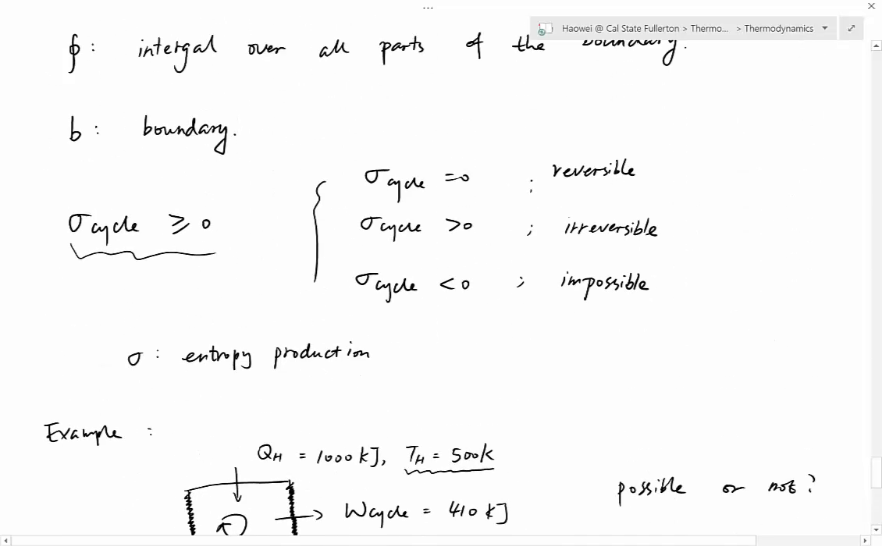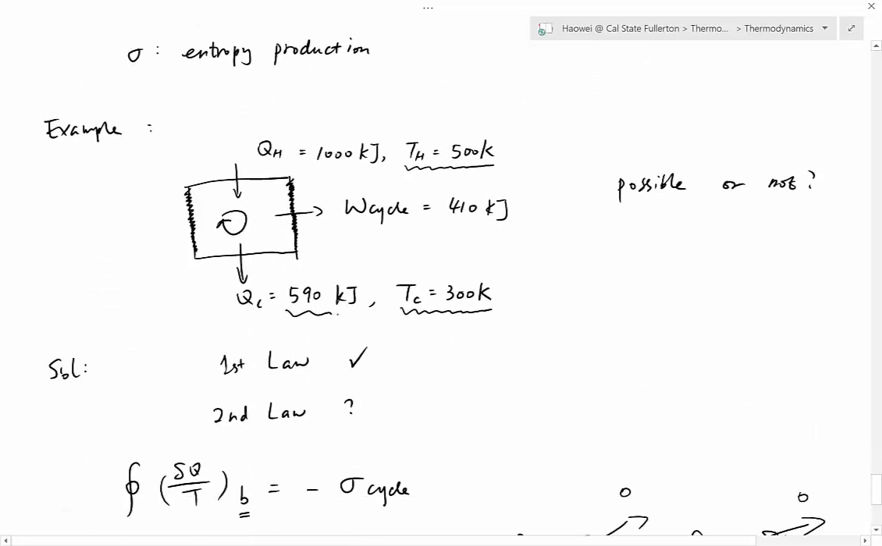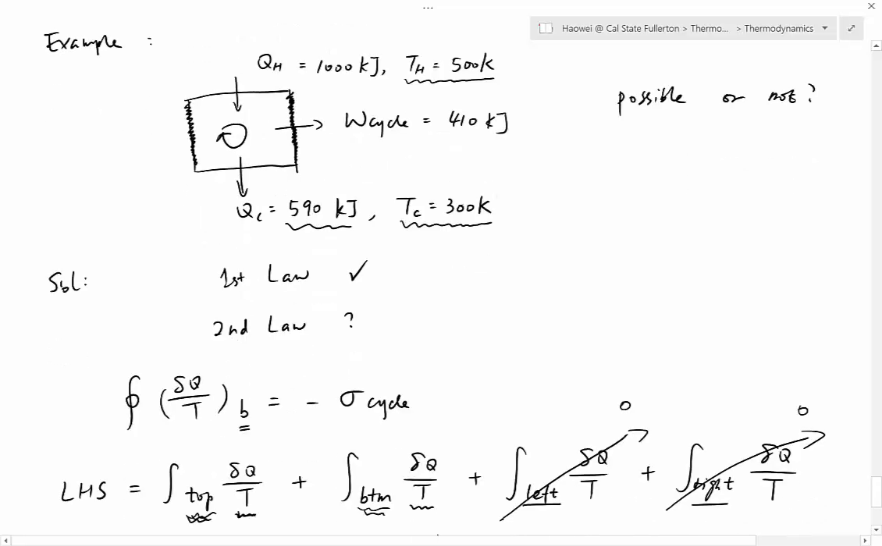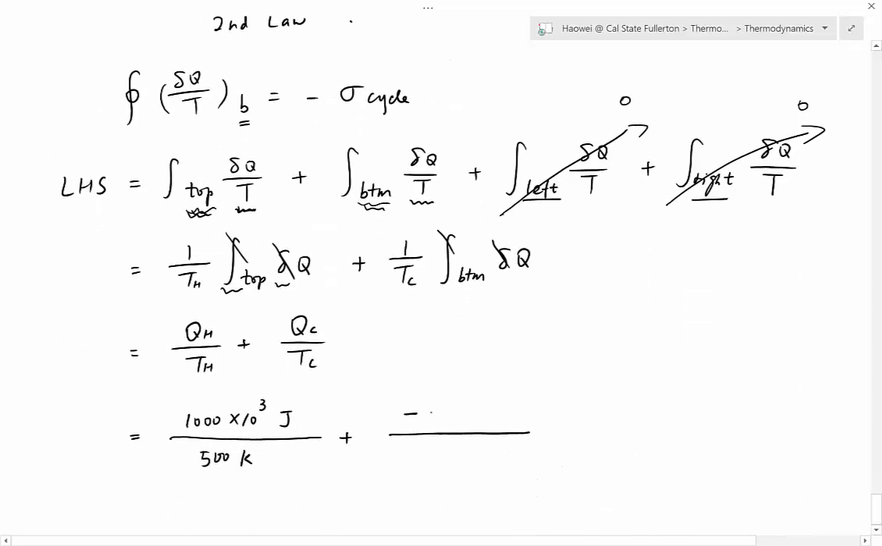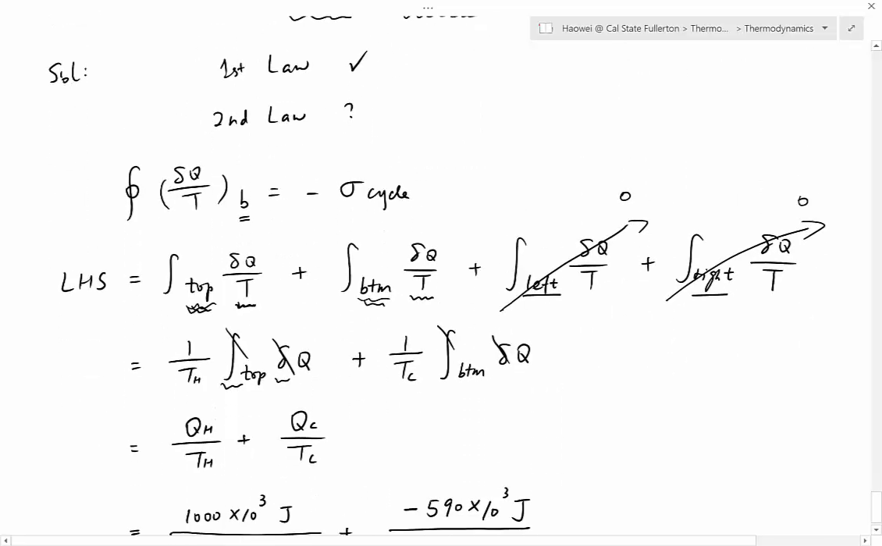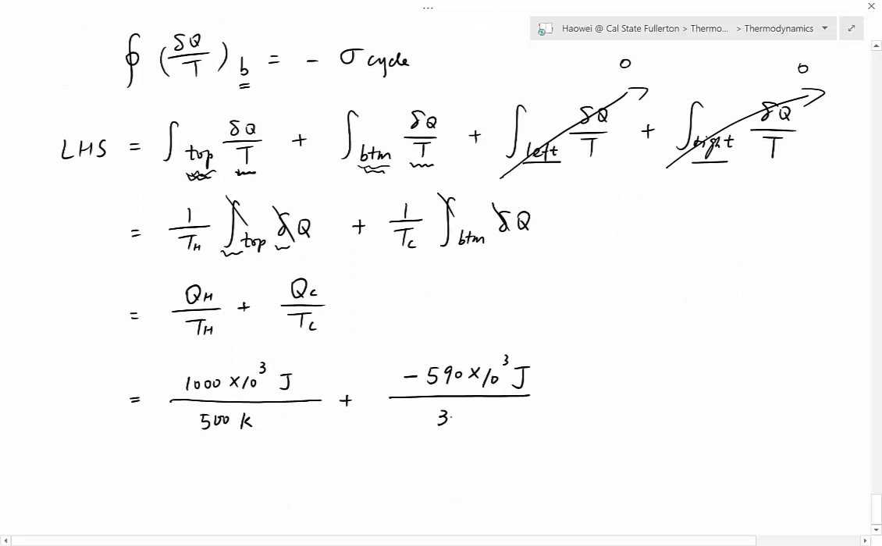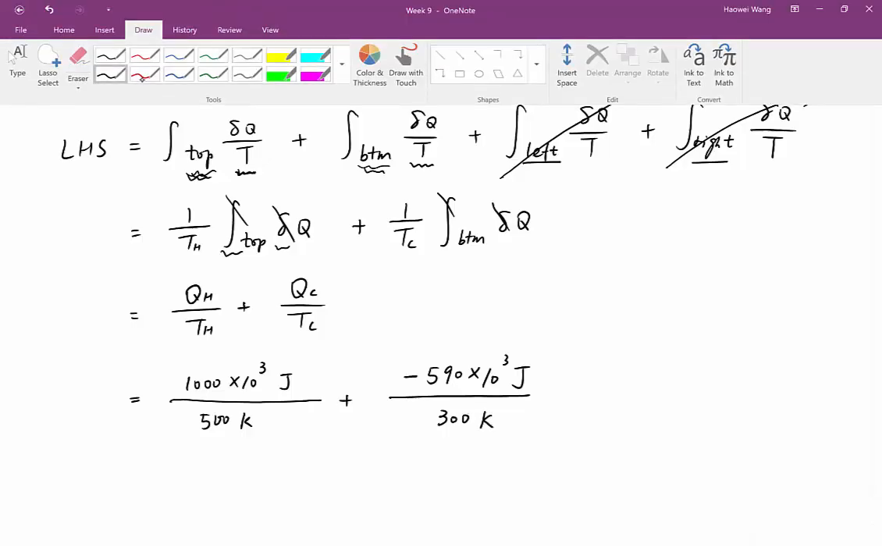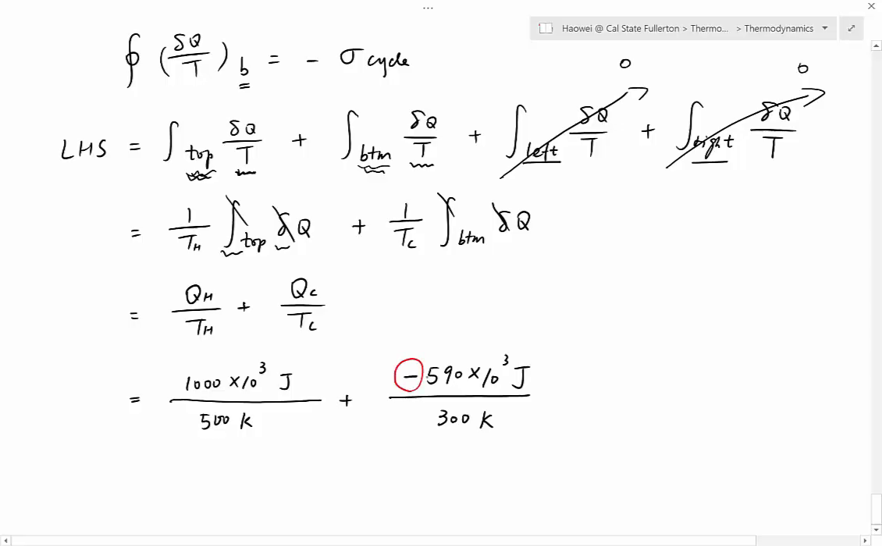And what is QC? QC is given as 590 kilojoule, but QC comes out of the system. If the system loses heat, you should have this Q as a negative number. So we plug in negative 590 multiplied by 1000 to convert kilojoule to joule. Divided by temperature. What is temperature? Tc is given as 300 K. Okay, and I will make a note here so you don't forget to plug in the negative number.